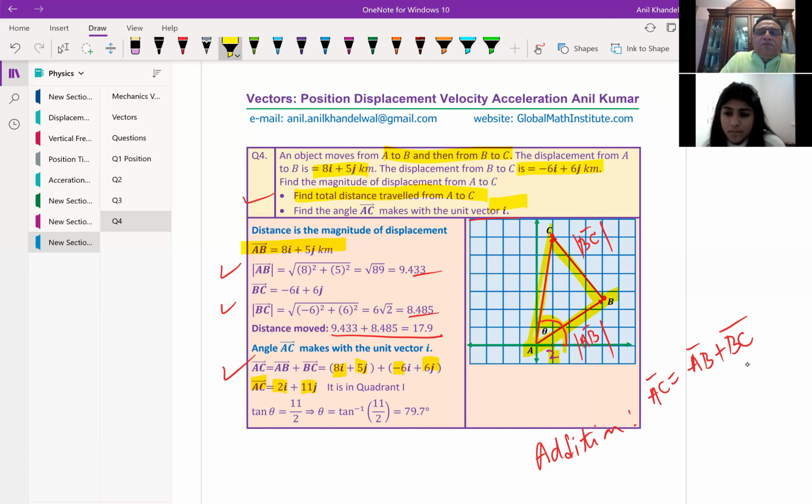Now you know the vector, this angle could be found by treating this as your right angle triangle. So tan theta will be 11, the y component, over 2, the x component, right? And theta will be tan inverse of 11 over 2, which is 79.7 degrees. So that becomes the angle with the x-axis.